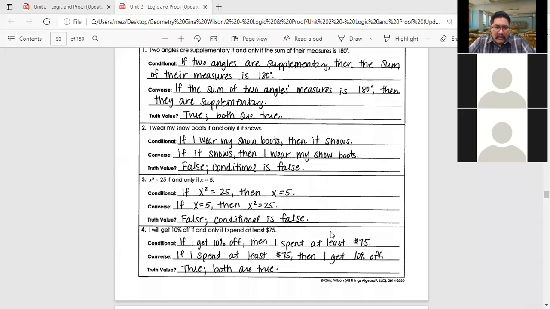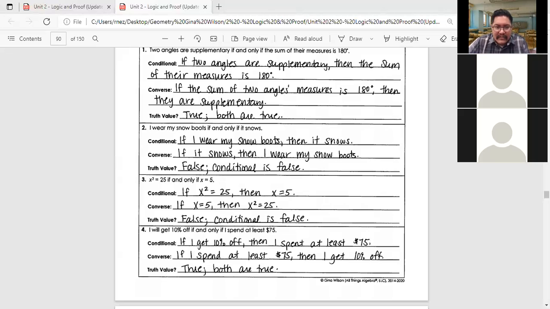All right, so number 4: I will get 10% off if and only if I spend at least $75. Some coupons are like that. In fact, I had a coupon code, I don't think I've even used it. I got one in an email that sounded exactly like this: if you buy $75 or more, you will get a 10% off coupon or free shipping or something like that. A lot of those coupons do have conditional statements like that.